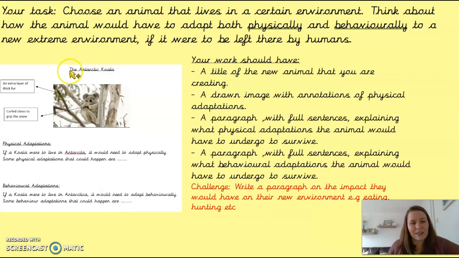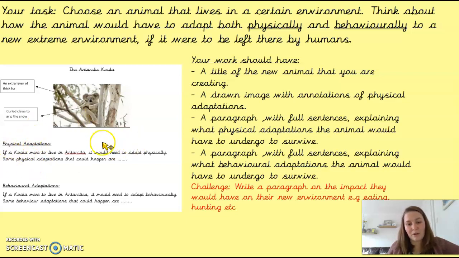So I've created the Antarctic koala. I've taken a koala and I've imagined I'm going to dump it into the Antarctic. So I've got my picture and then I've labelled things up. It's going to develop an extra thick layer of fur to keep warm. Its curved claws are going to adapt to be able to grip the snow. So I'm going to label up all of its features. Then I've written under here how it would adapt.